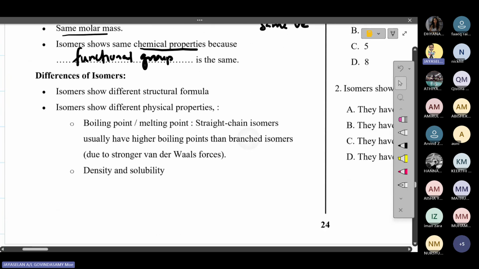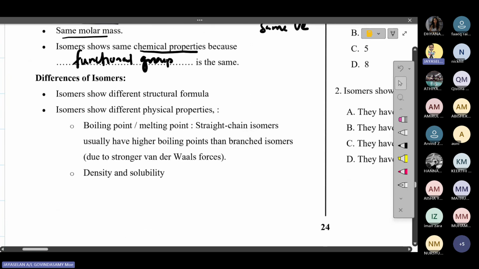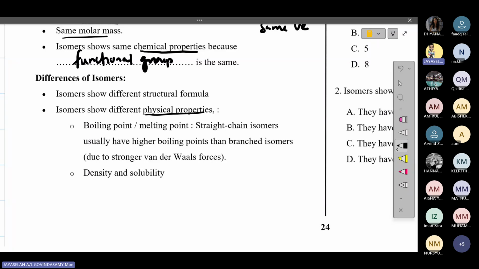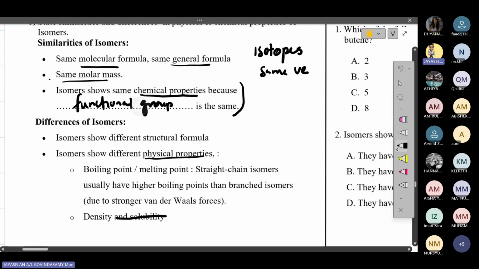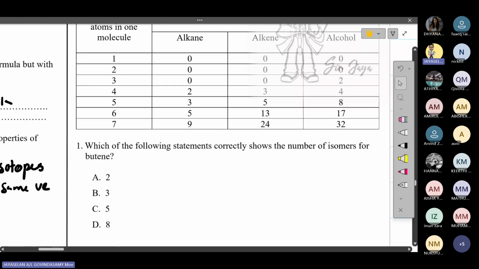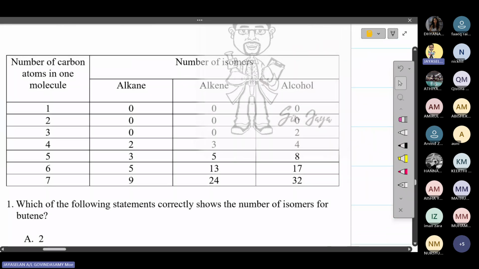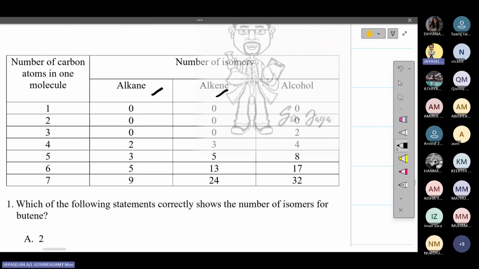Okay, one mark. Isomers show different physical properties like melting point, boiling point, density. Solubility cannot be used. Any question? So for isomer, remember this. Then this chart must be memorized. So isomers for alkane, alkene, alkyne, and alcohol. But at your level, alkane, alkene, alcohol.